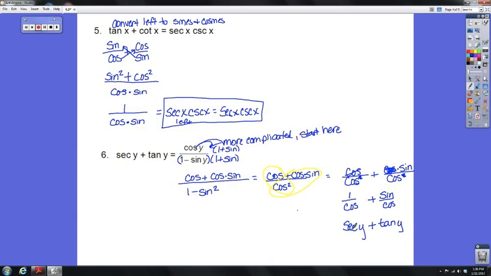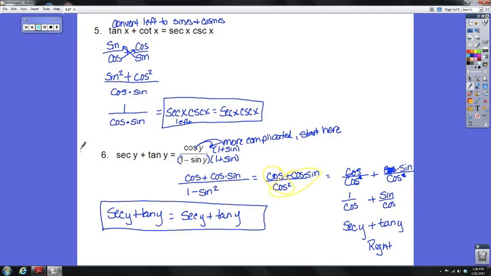So all of this work was done to the right hand side of the problem. I didn't do anything to the left. Secant of y plus tangent of y equals, and then I worked on the right hand side, secant of y plus tangent of y. So there is number 6. And maybe you want to put a little star beside that one, because that one was a little bit different than anything we've done so far, just so it'll stand out.